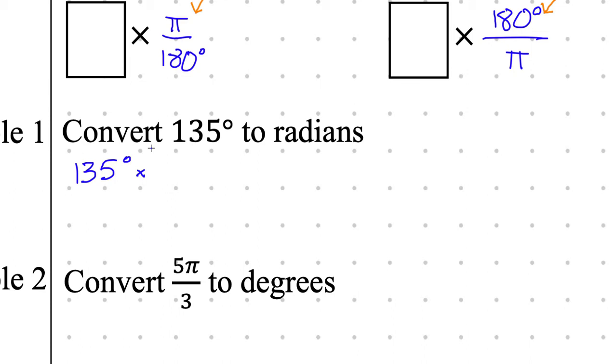It's a new quiet raised hand. Who still has their card? Sam. It is indeed pi over 180 degrees because I want radians, so radians goes on the top.